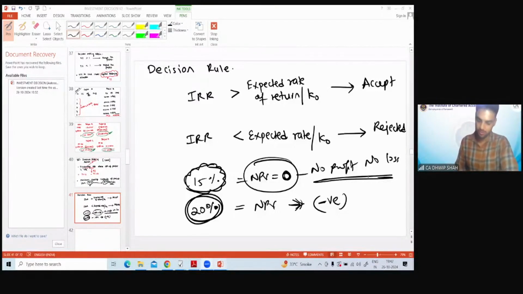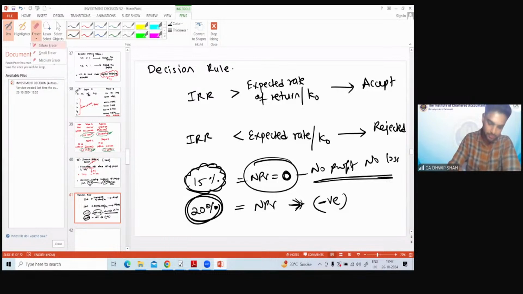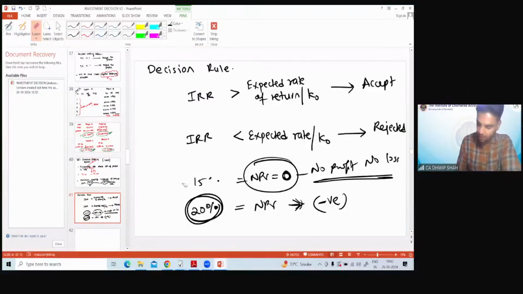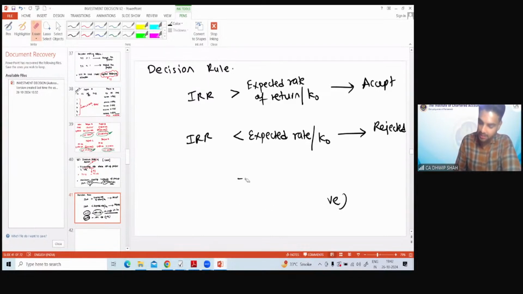Okay, understood now? Yeah. Yes, you need to ask if you are unclear. NPV 0 means no profit no loss. So beyond that rate, now you will be in a loss making situation. So that's why it is called as maximum earning capacity of the project.